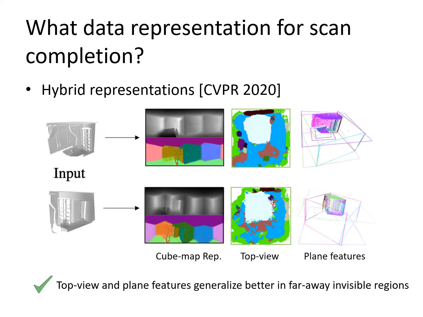Our key idea for completion is to consider multiple intermediate representations, including the cube map representation, which works well for points that are close to the visible region, and two other representations such as 2D top view and planar structures of the input scene. It turns out that these two latter representations provide complementary features to the cube map representation, particularly among regions that are far away from the visible regions.